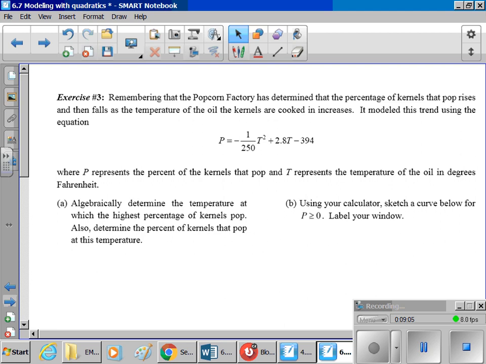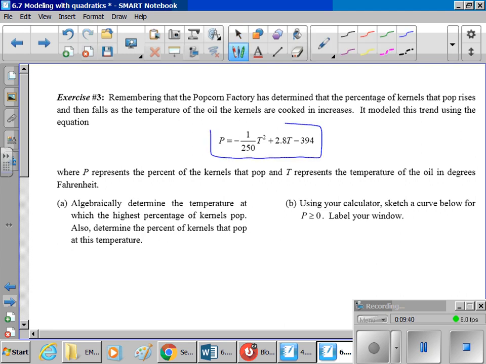Remembering that the popcorn factory has determined that the percentage of kernels that pop rises and falls as the temperature of the oil and kernels are cooked, gosh, I can't even read today. Let's try this again. Remembering that the popcorn factory has determined that the percentage of kernels that pop rises and then falls as the temperature of the oil the kernels are cooked in increases. It modeled this trend using this equation.